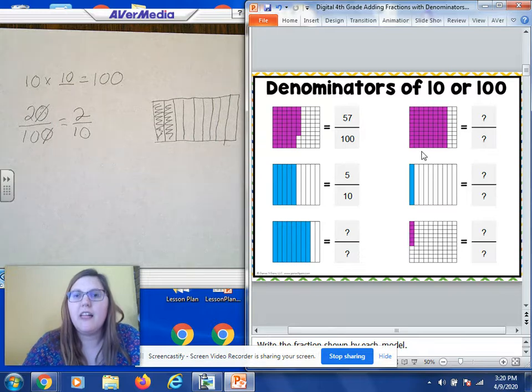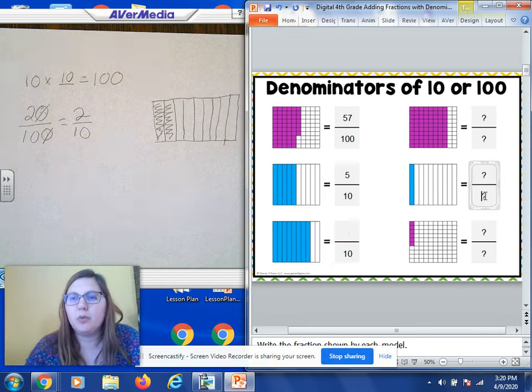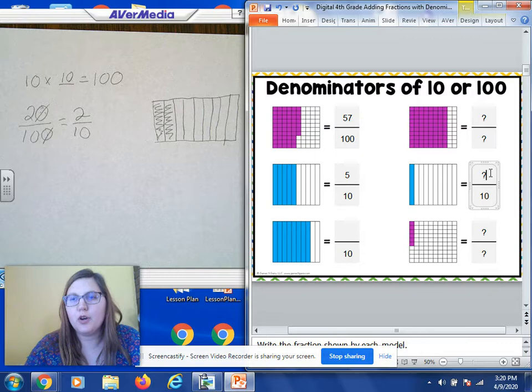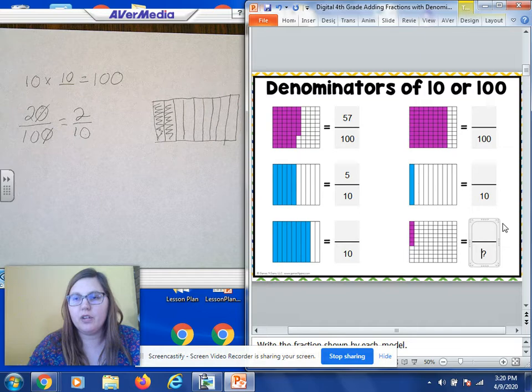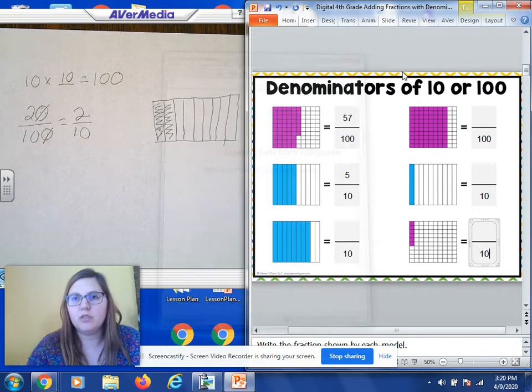Oops, skipped a page. All right, so again, here I've done 2 of them for you. You're just going to type in how many tenths and how many hundredths those are. We know the blue ones show the tenths and the purple ones show the hundredths. So just hit backspace on those question marks. If you're doing it on paper, they've already been deleted for you.